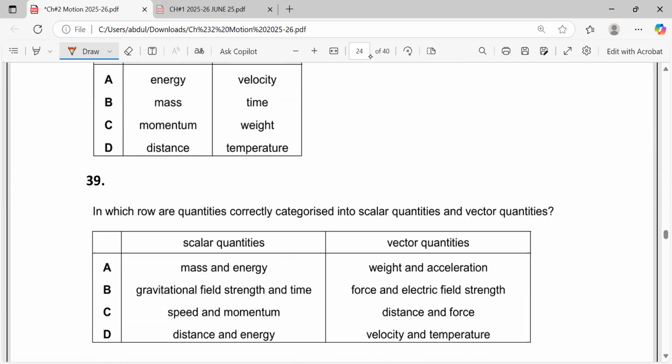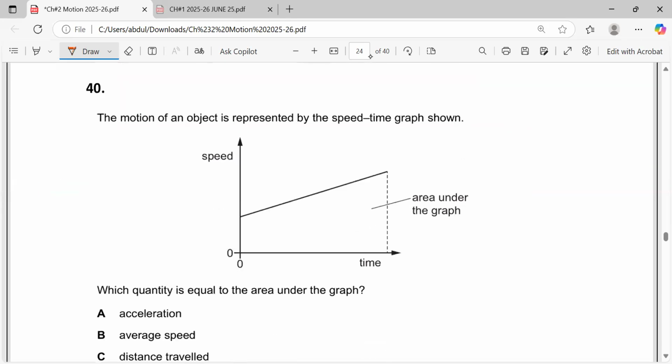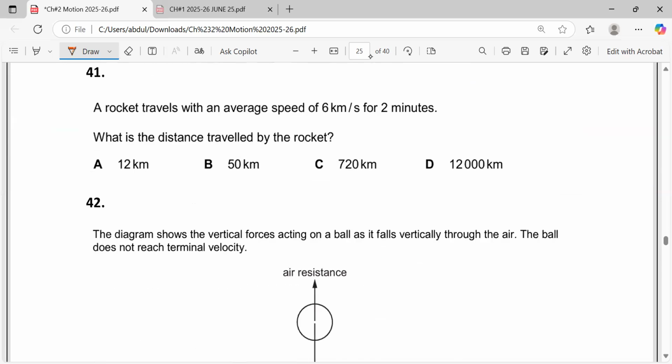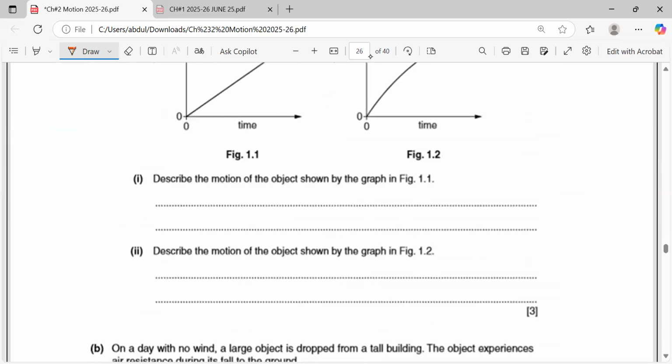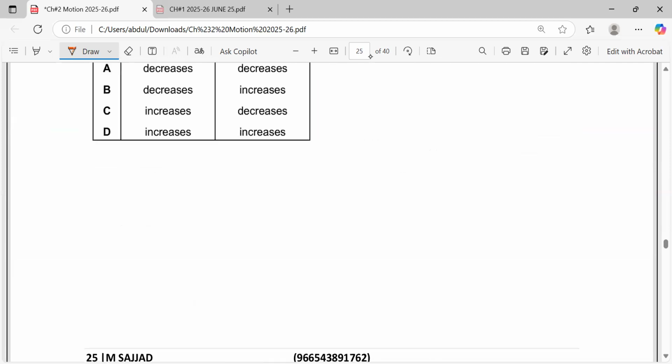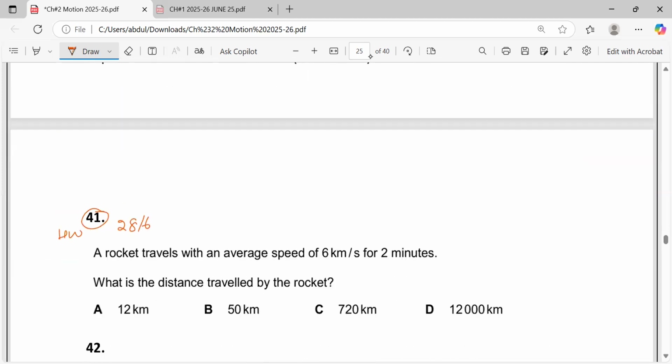Homework. This scalar vector quantity is very common. And these are all fresh exams. These questions related to scalar and vectors. This is your homework. Then next. Okay, paper 4 questions. We will discuss them inshallah in tomorrow, day after tomorrow's class.